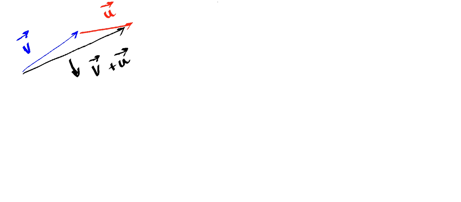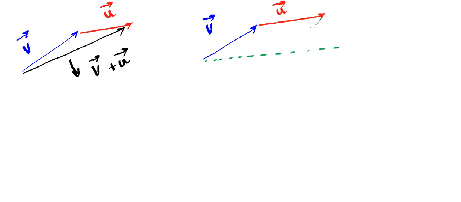The other way is by drawing a parallelogram. So let's say this is vector v, this is vector u. I want to do v plus u, so you complete the parallelogram, and the resultant vector will be the diagonal of the parallelogram. So that's v plus u. And you should see they are equivalent.